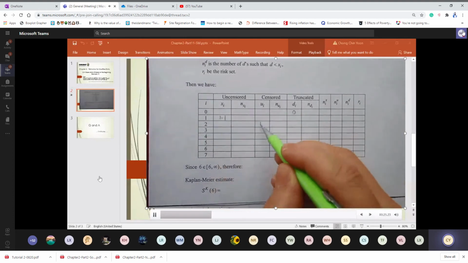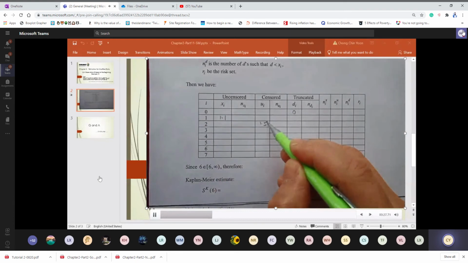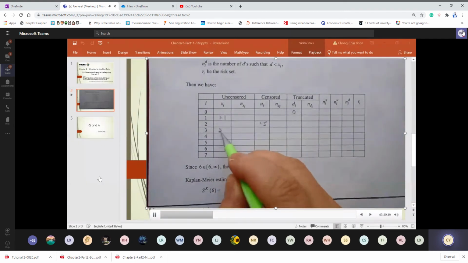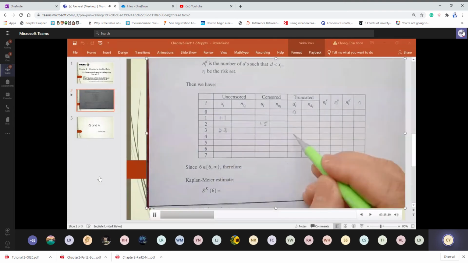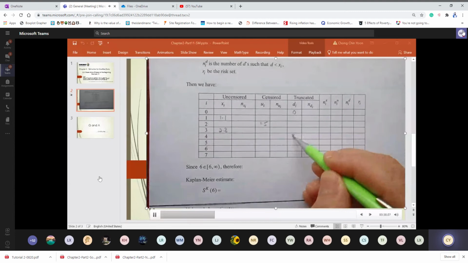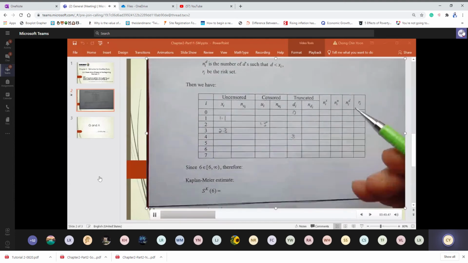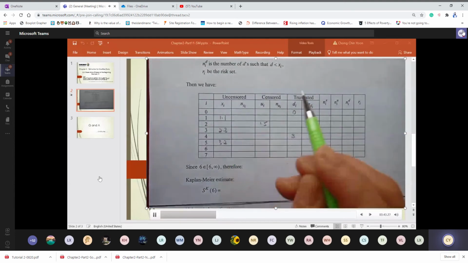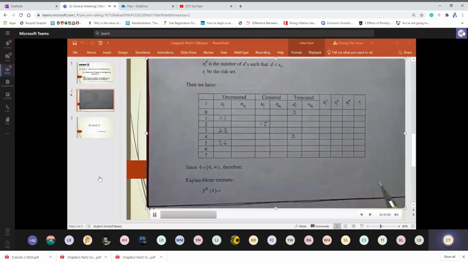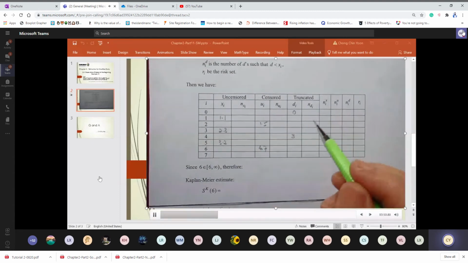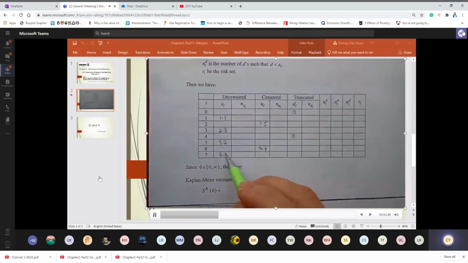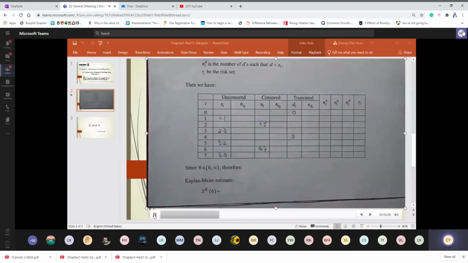Next I will have 1.5 for the censored value, and next will be 2.3 for the uncensored value, and next will be 3, that is for the truncation value, and next will be 3.2 for the uncensored value, and next will be the censored value 4.7, and the last will be 6.0, that belongs to the uncensored value. Okay, first of all, this data must not be placed wrongly.